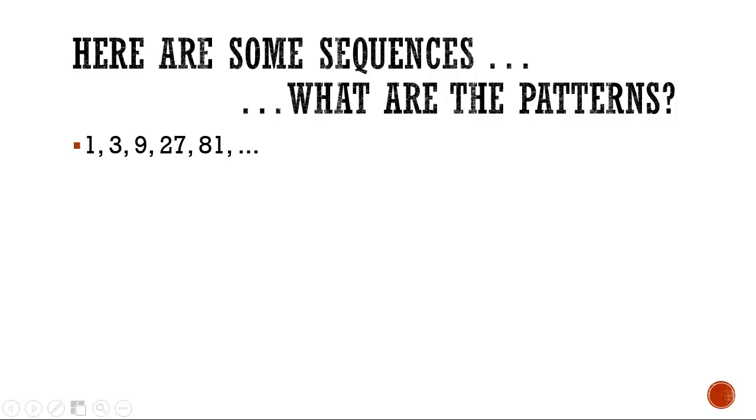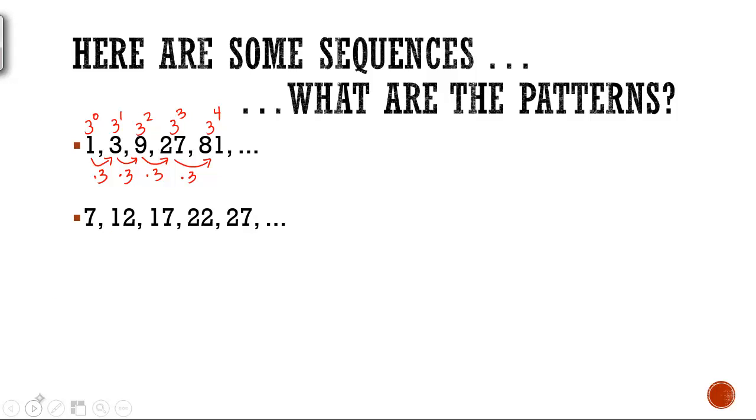What's happening here? Well, you might notice that 1 times 3 gives us 3, times 3 gives us 9, times 3 gives us 27, times 3 gives us 81. So it's like here we've got 3 to the power of 0, 3 to the power of 1, 3 to the power of 2, 3 to the power of 3, 3 to the power of 4. Various ways of writing that. And so eventually we're going to be writing formulas for these. But let's just look at another pattern. So that pattern would continue on.